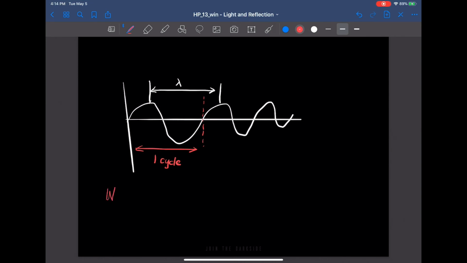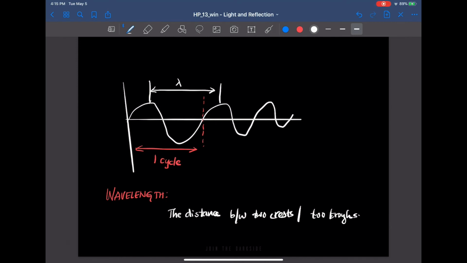What is wavelength? Wavelength is the distance between two crests or two troughs. So this is the wavelength. Another simple way to say it is the length of one cycle. The length of one cycle we consider to be the wavelength.